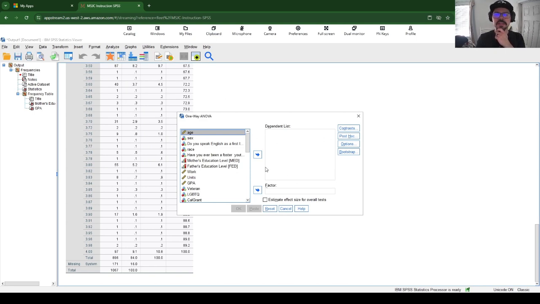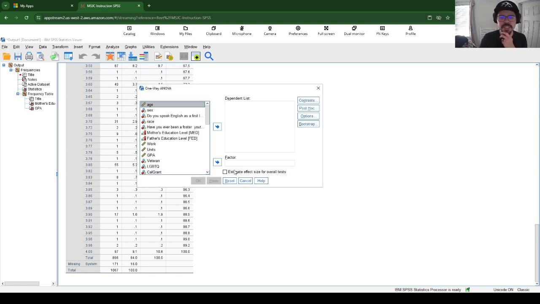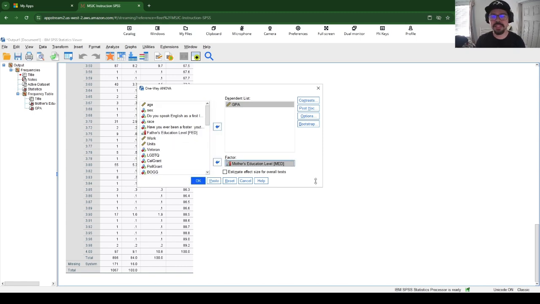This pop-up that is presented here may seem a little bit familiar. It looks very similar to the pop-up window for calculating a t-test. In this case, with the one-way ANOVA, the dependent list is where we're going to place our dependent variable. In this analysis, it's going to be GPA. The factor window is where we're going to be placing our independent variable. So that's going to be our mother's education level.